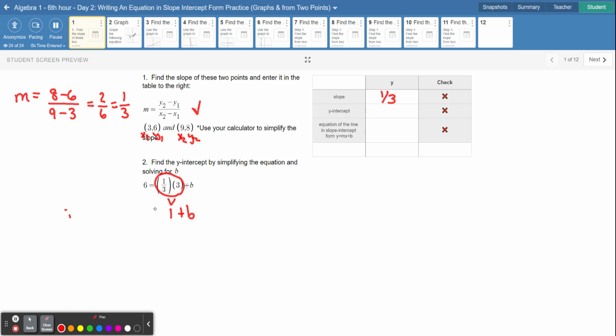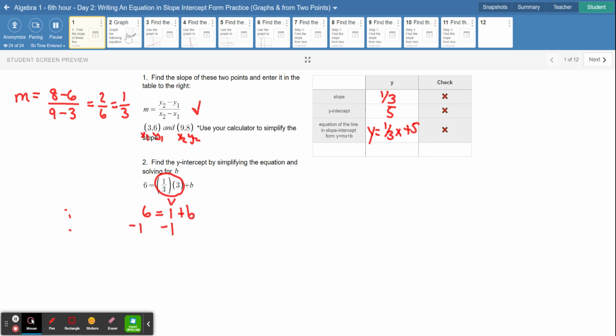I'm going to drop down the b, and then the equal 6. And now it's a one step. Minus 1 on both sides. I'm going to get 5. So y equals 1/3 x plus 5. Now we're going to use these skills later on today, but for now that's all we need to do.